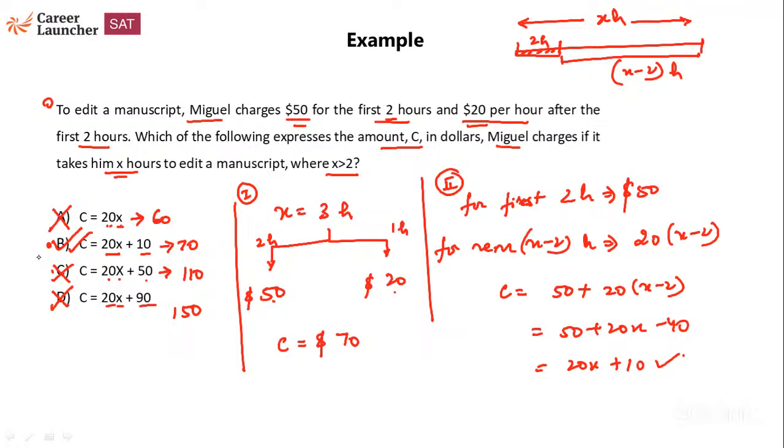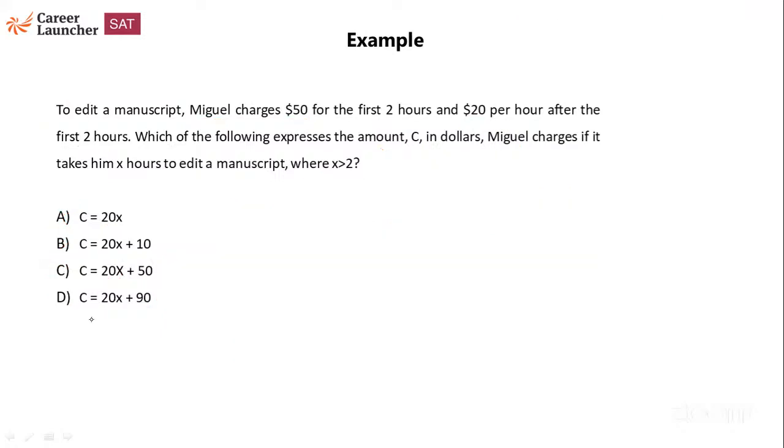Rohan, got that answer? Yes. Okay, let's try this one.